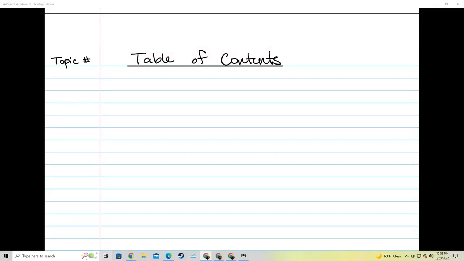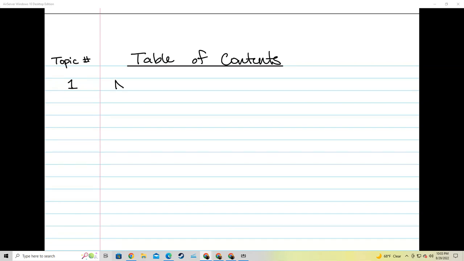Okay, this is going to be for the setup of your new notebook for my class. On the very first page, you're going to need a table of contents. So I already wrote table of contents on the top, and you're going to write the topic number on the left-hand side. So the first one we're going to start off with is topic number 1. And the first topic we're going to be covering is naming lines, segments, rays, and angles.